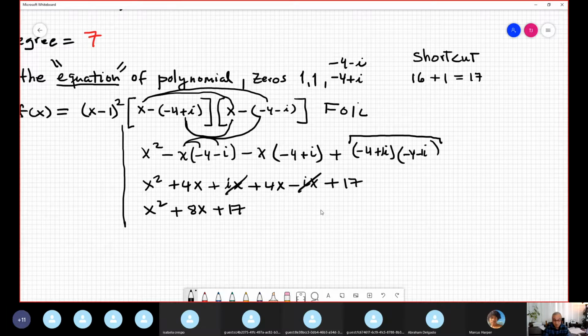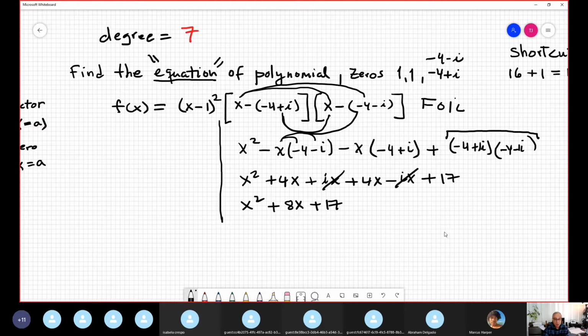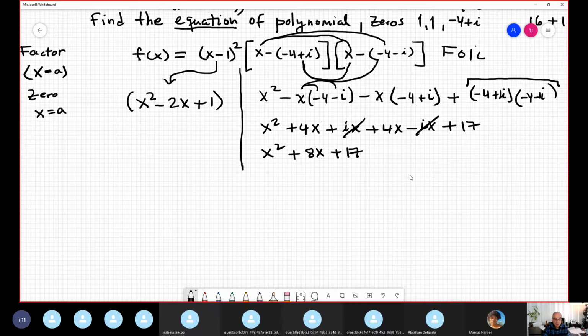Okay, I did the multiplication of the part that looks hard. But no, it's not hard. And this is super easy. This is straightforward. This is x squared minus 2x plus 1. Yes or no? Now finally, multiplication of this and this together. So basically, x squared minus 2x plus 1 times x squared plus 8x plus 17.